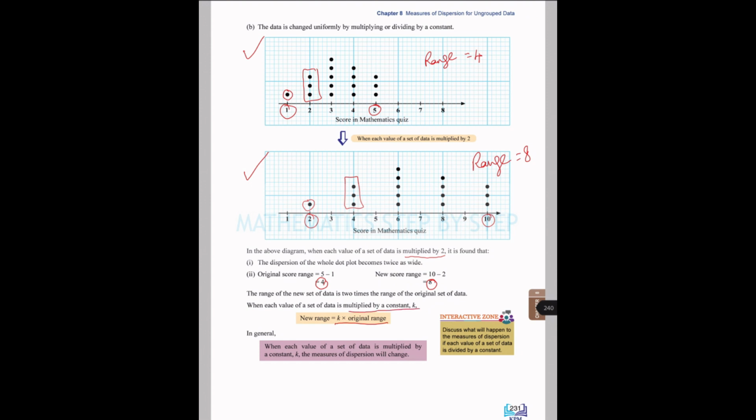So what is the conclusion that we can make? When each value of a set of data is multiplied by a constant K, the measure of dispersion will change, okay? As what we have seen in the green color box just now, okay? So later you can refer back to previous page on that.